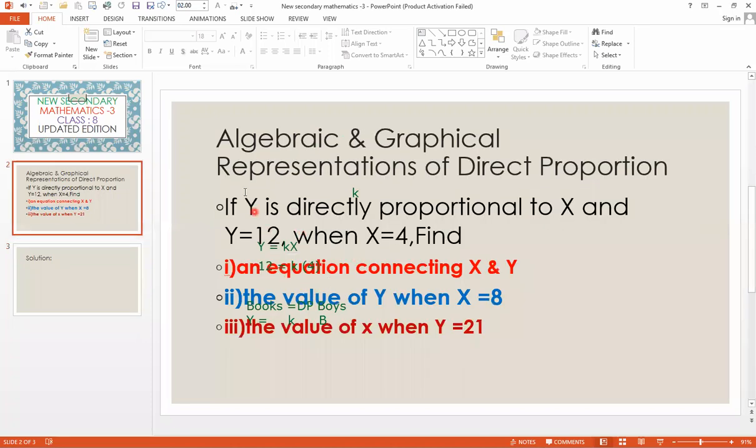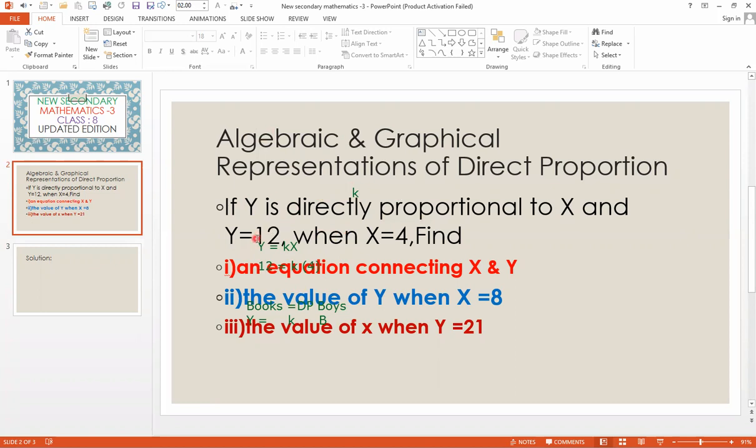Okay, look here. They are saying y is directly proportional to x. So instead of writing directly proportional, you have to use this letter k. This k shows the characteristics of proportional, which is direct. Direct means if one quantity increases, the other also increases. If one decreases, the other also decreases.